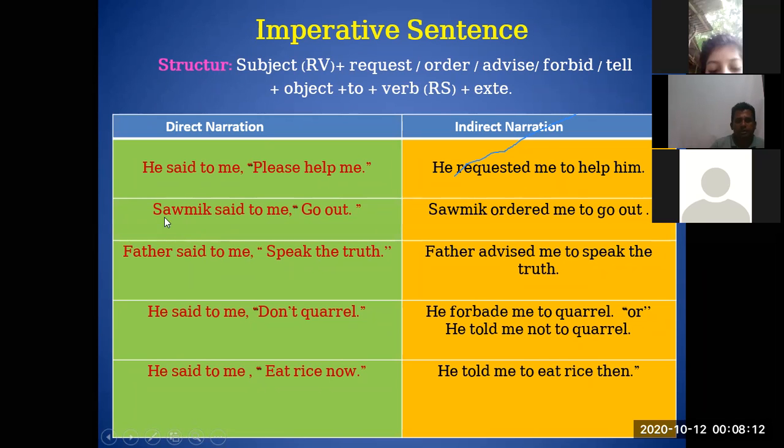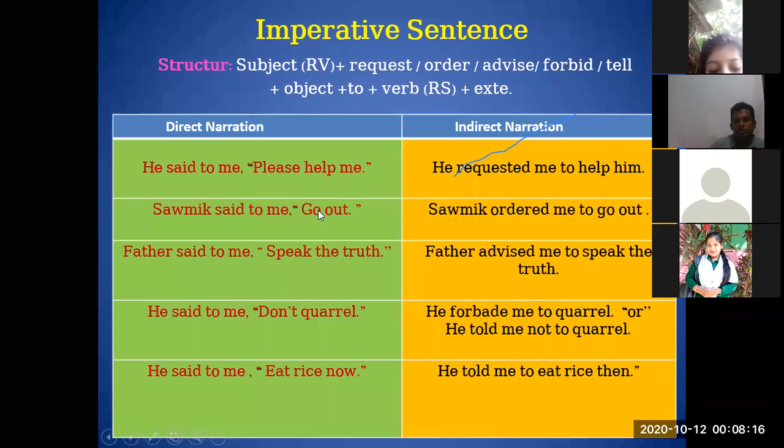Similarly, in the second sentence, go up, it indicates an order. So we put ordered in place of said to. In the third sentence, speak the truth, it indicates an advice. So we put advised in place of said to.